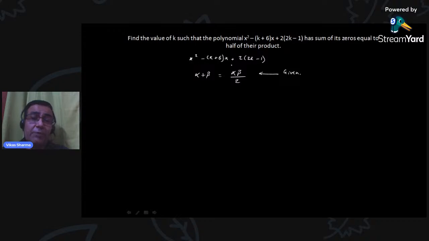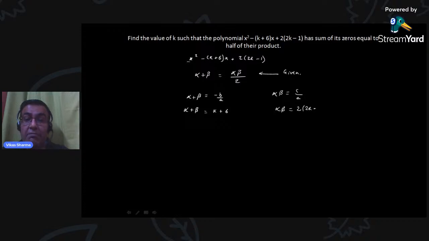Okay, now from the polynomial we can find that alpha plus beta is equal to minus b upon a. We know the relationship of the coefficients, and we know that alpha beta is equal to c upon a. A happens to be 1 here, so we can just ignore the 1. So alpha plus beta is actually minus of minus k plus 6, which is nothing but positive k plus 6. So that is alpha plus beta, and alpha beta would then be equal to 2 times 2k minus 1.